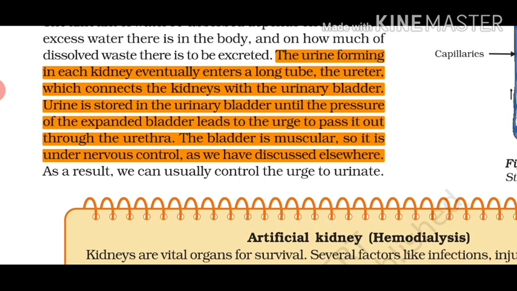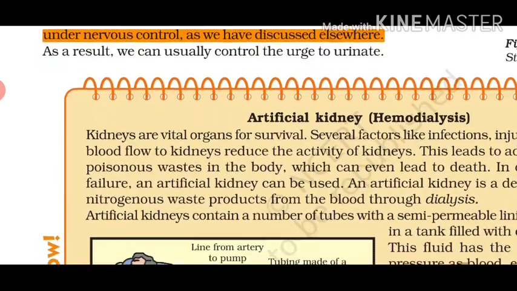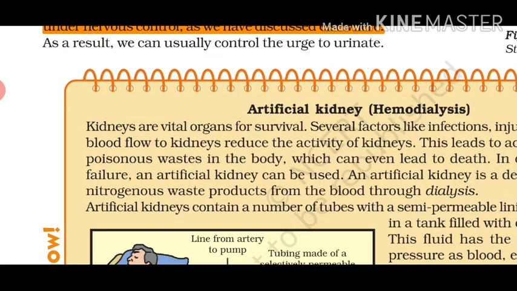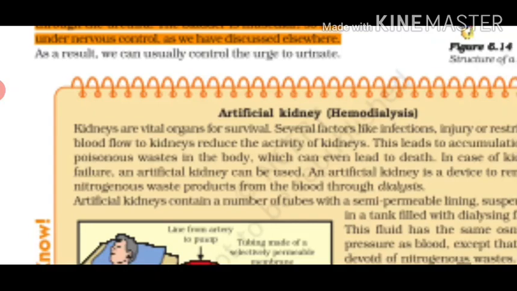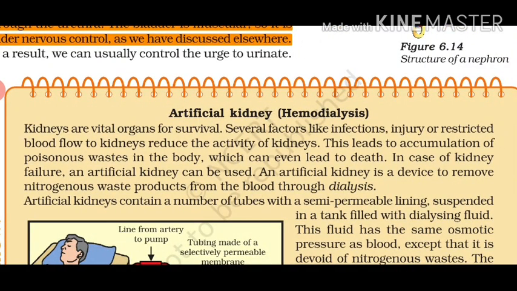Urine forming in each kidney enters a long tube, that is ureter, which connects the kidneys with the urinary bladder. Urine is stored in the urinary bladder until the pressure of the expanded bladder gives the urge to pass it out through the urethra. Do you know what will happen if our kidney stops working? Then how is waste removed out of the body?